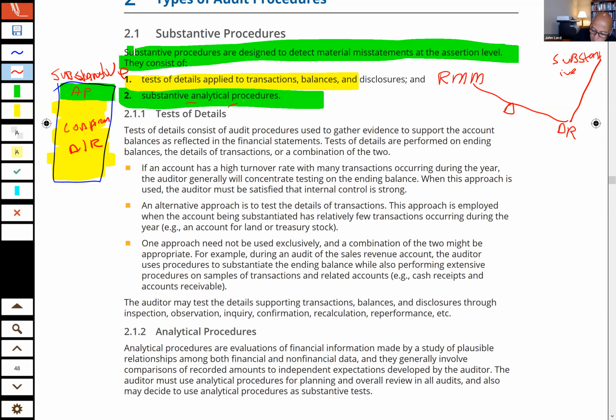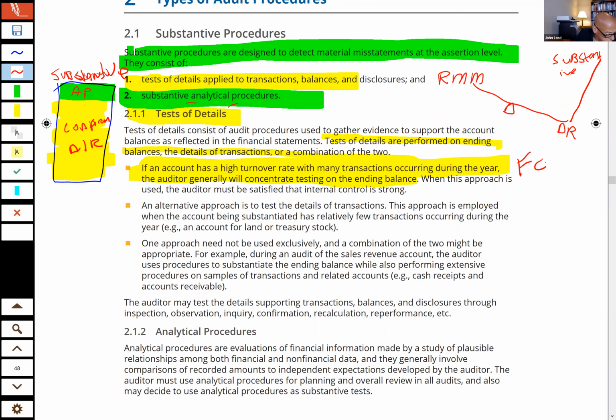Now, when you do a test of details, let's take a look at that. Test of details can take 2 forms. We can do a test of details on ending balance, and we can do a test of details on transactions. And most auditors will tell you, hey, you're going to have a combination. So if an account has a high turnover rate with many transactions occurring during the year, the auditor generally will concentrate on testing year-end balance. Go ahead and flashcard that.